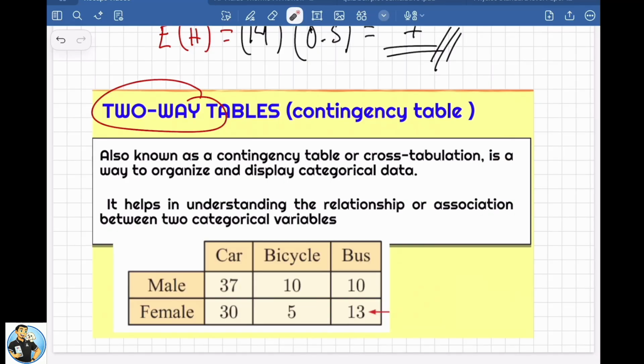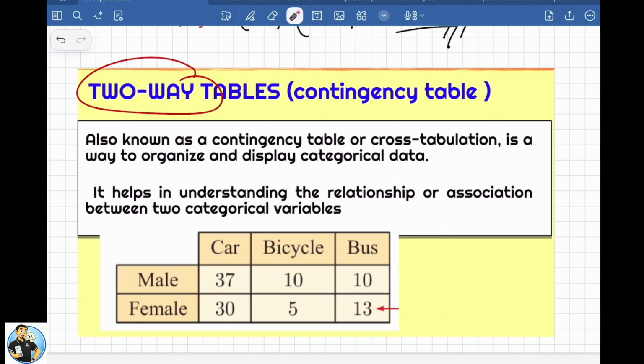But what is the meaning? For example, this one, 37. The 37 is telling you that 37 males are using the car as transportation. Or for example this one, 5. It's telling you that 5 females use a bicycle. Or what about this 10? It's telling you that 10 males are using the bus. So every single time that we have a table like this, we need to consider two variables.